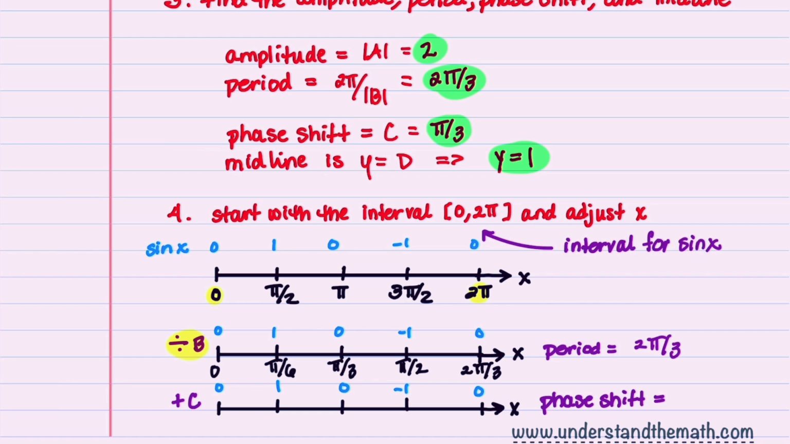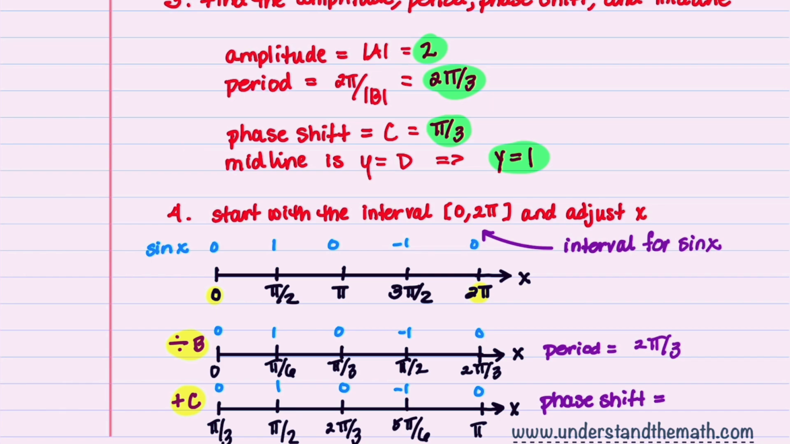We're now going to add c, or pi over 3, to each of our x values. This gives the x starts at pi over 3, and then pi over 6 plus pi over 3 gives us pi over 2. Pi over 3 plus pi over 3 gives us 2 pi over 3. Pi over 2 plus pi over 3 gives us 5 pi over 6. And then 2 pi over 3 plus pi over 3 gives us pi.